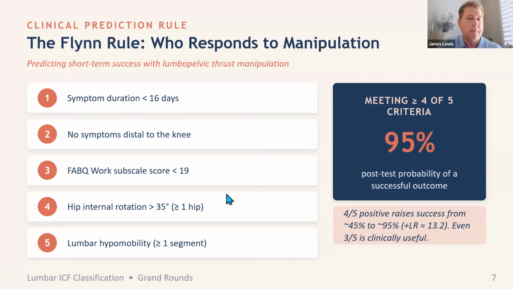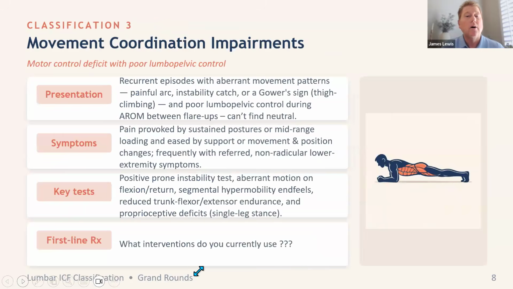So those will be some of the things that, if you're looking for Con Ed, I think are good places to start. So I appreciate that, Jack. Thank you. All right, keep rolling. Movement coordination impairments is our third classification.